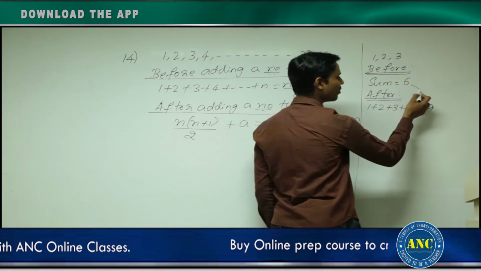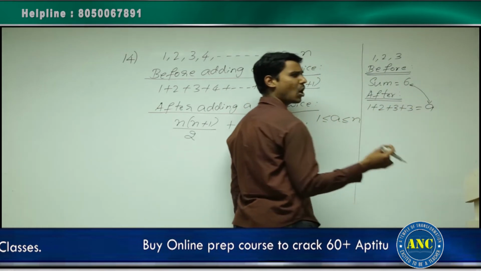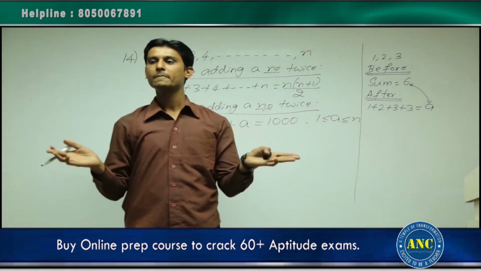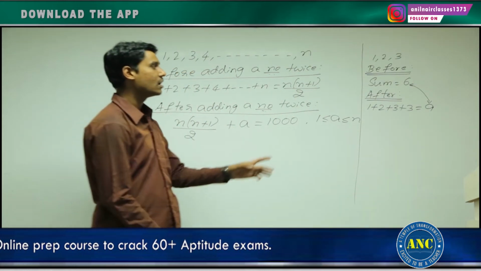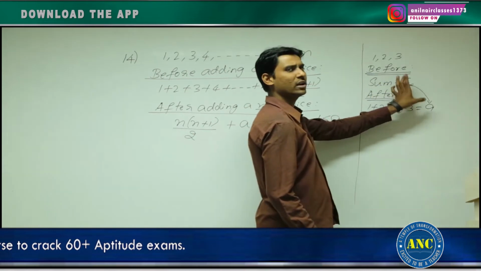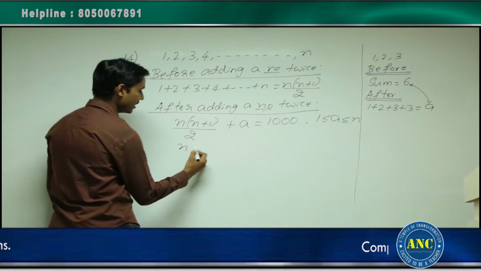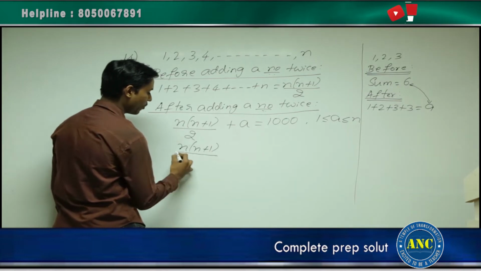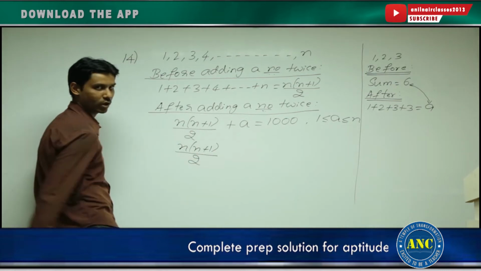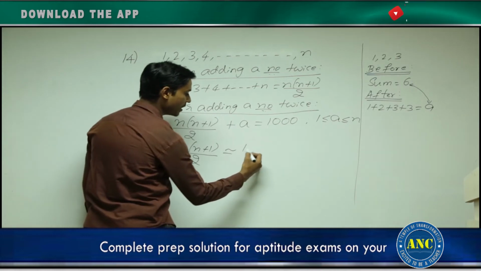Is there too much difference between 6 and 9? No, they are approximately equal. There is not thousands or hundreds of difference between these two quantities. They are only differing by 3 units. They are approximately equal. That means, before adding the number twice, you are getting the sum as n into n plus 1 by 2, and that is approximately equal to 1000.